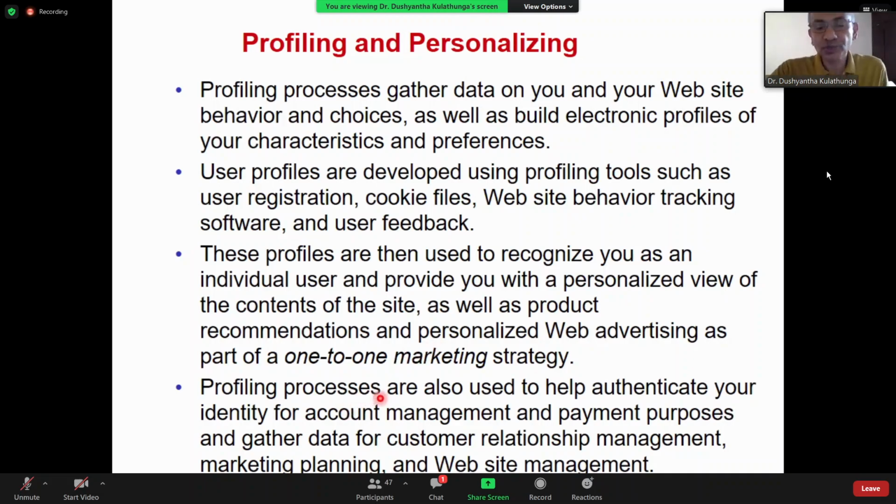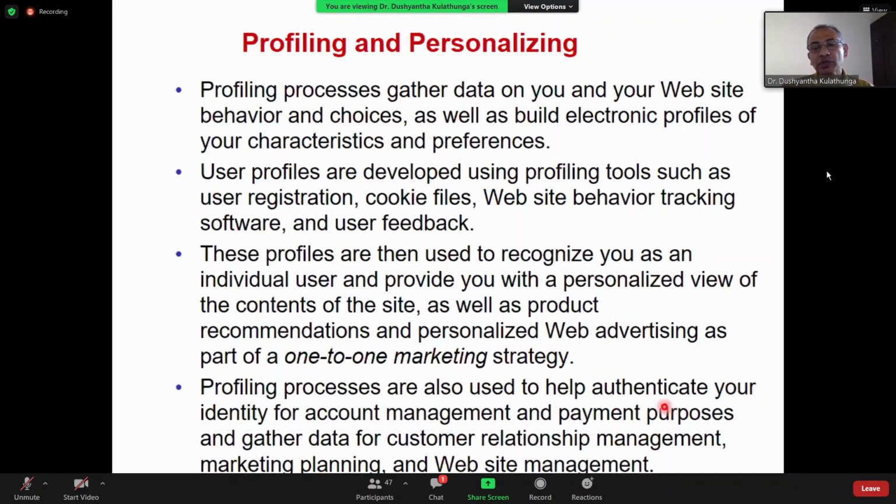Then profiling processes are also used to help authenticate your identity for account management and payment purposes and gather data for customer relationship management, marketing planning, and website development. There are some other uses identified here. When it comes to authenticating your account or your identity, what you have already provided can be checked. So some information you have already provided through the user registration process can be utilized to verify your account.